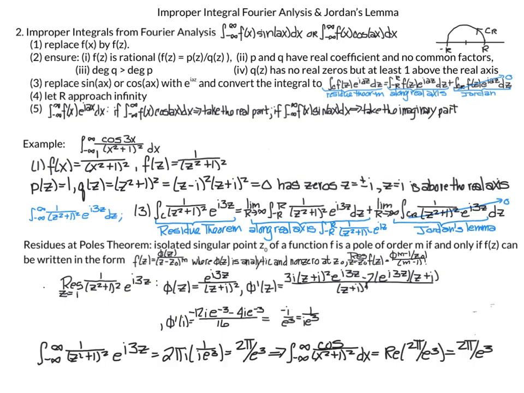Which means now our integral here along our real axis, negative infinity to infinity of 1 over z squared plus 1 squared e to the i3z is equal to, this part goes to 0, so it's equal to what we have in the residue theorem. The residue theorem says that this integral will equal 2 pi i times the sum of our residues. There's only one residue, and it's 1 over i e to the 3rd, which is equal to 2 pi over e to the 3rd.